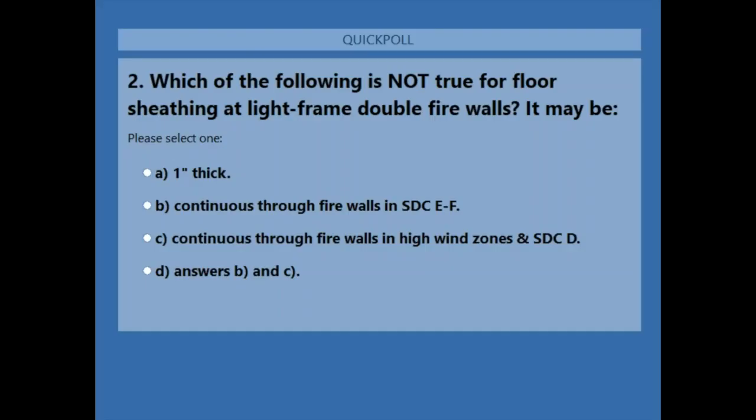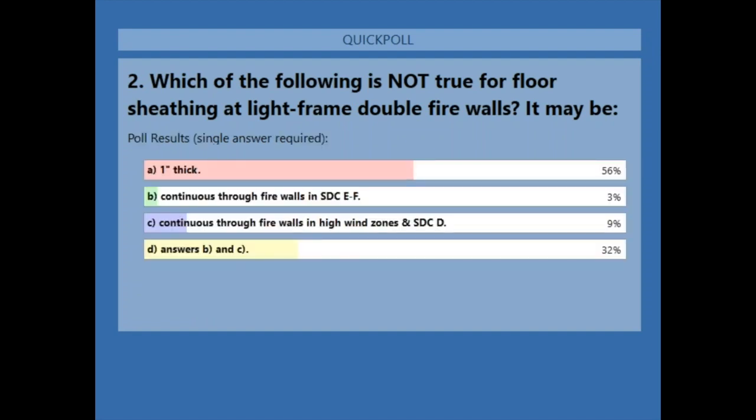So here we go. Which of the following is not true for floor sheathing at light frame double firewalls? It may be 1 inch thick; continuous through firewalls in seismic design category E through F; continuous through firewalls in high wind zones and seismic design category D; or answers B and C. 32% say answers B and C, 56% say 1 inch thick, and just a few for the other two. So, Michelle, what do you say?